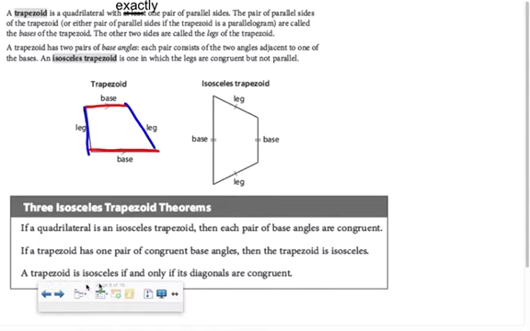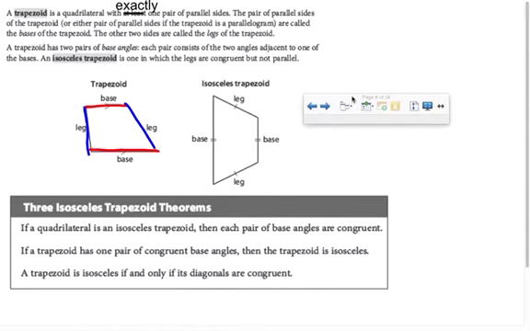So a couple of properties of isosceles trapezoids. If we have an isosceles trapezoid, then each pair of base angles are congruent. So that's some vocabulary that is mentioned up here. These would be a pair of base angles. And these would also be a pair of base angles. This is also a condition for a trapezoid to be isosceles. If I know that the trapezoid has a pair of congruent base angles, then we would say that the trapezoid is isosceles.